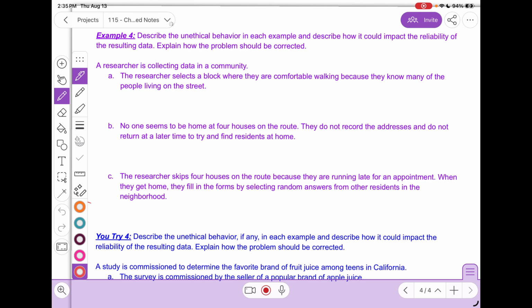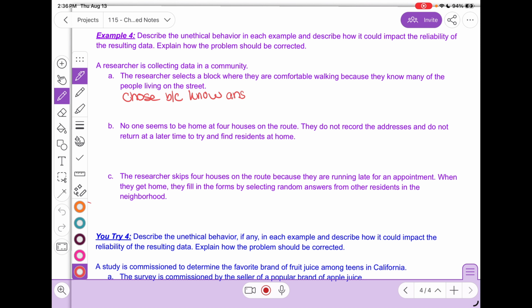All right, let's look at these last two. So example 4: describe the unethical behavior in each example and describe how it could impact the reliability of the resulting data. Explain how you can correct it. So a researcher is collecting data in a community. The researcher selects a block where they're comfortable walking because they know many of the people on the street. So this could be okay. Just because you know people isn't a problem. But what could be a problem is if they chose it because they know the answers.